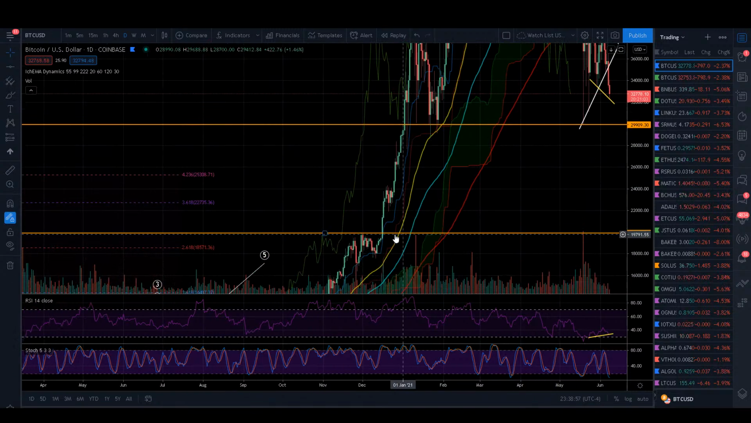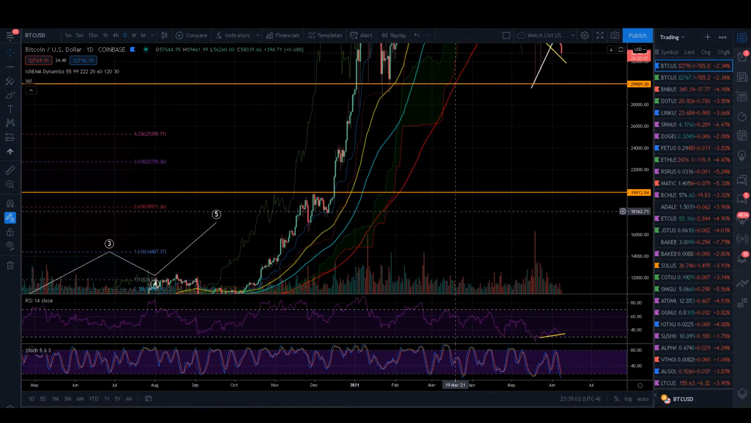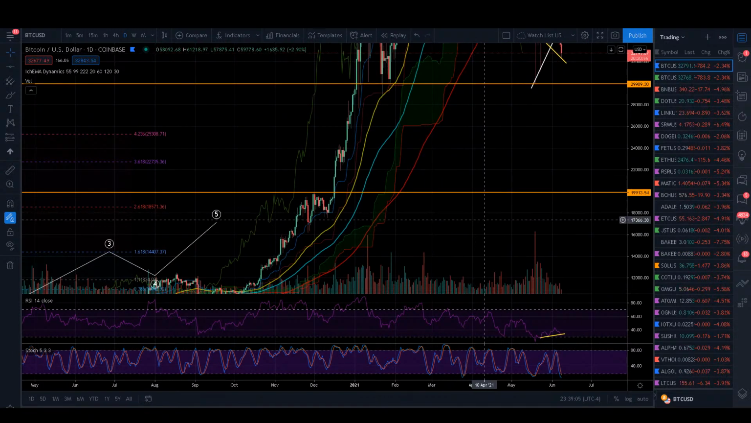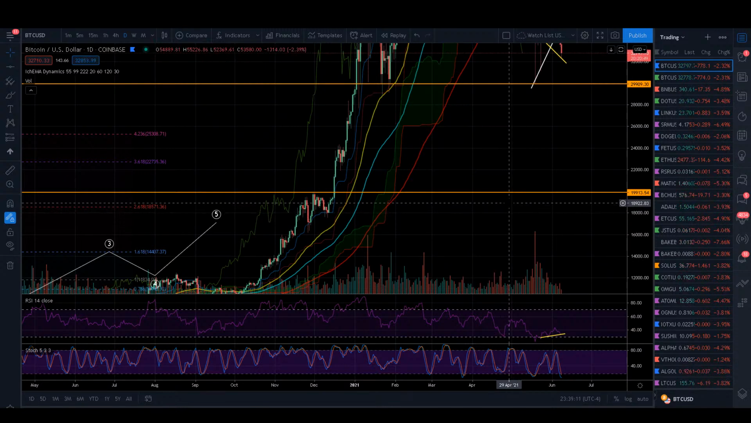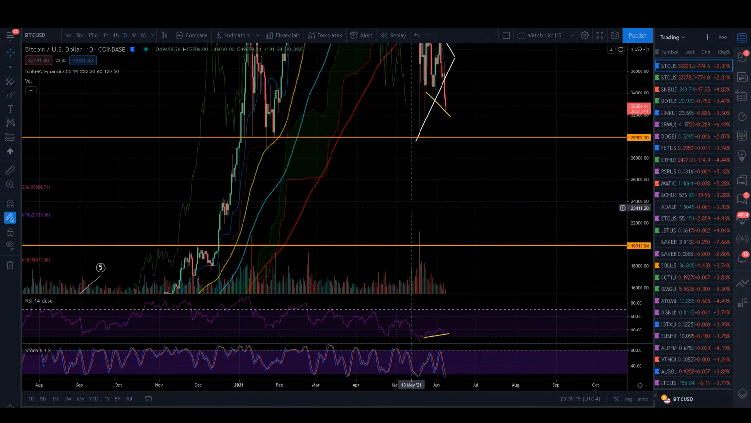Besides that, 20K is an absolute powerhouse of a support. So if anybody out there who you follow is talking about a potential target being 18 or 17 or 16, they're completely ignoring a major, major, major support at 20K. And that's one of the main reasons.